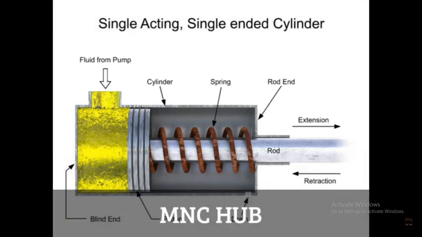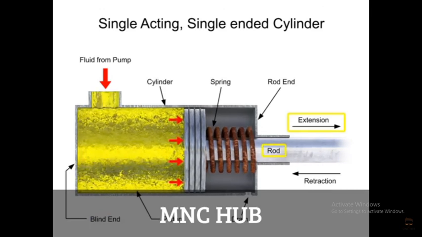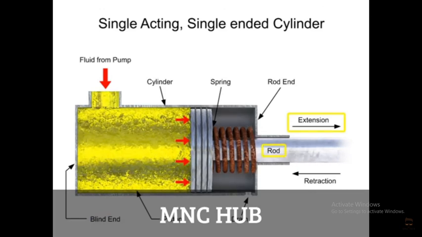When a control valve directs fluid through the inlet port into the blind end, pressure builds up and generates a force on the piston. You can see here the pressure is created in this direction, on the side of this piston, and it moves the piston in the outward direction, and we get extension there. Forward stroke.